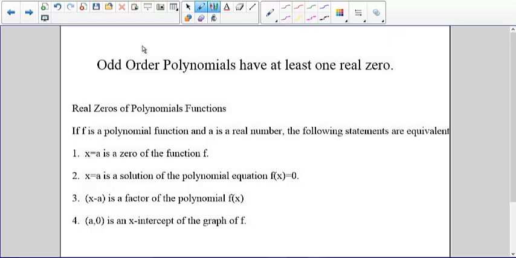So we're saying it has a zero, or there is a zero where x equals a. If we say x equals a is a zero of the function, we can also say that x equals a is a solution to the polynomial equation where you set the function equal to 0. You can say x minus a is a factor of the polynomial. Or you can say that (a, 0) is an x-intercept of the graph of the function. So if you have one satisfied, they're all satisfied.